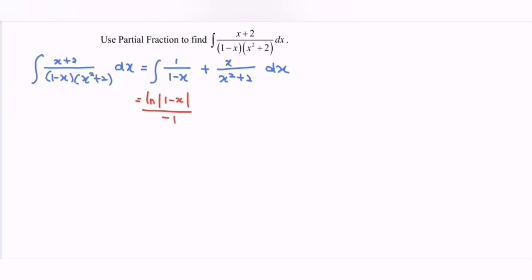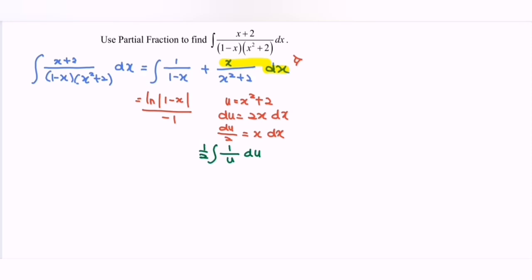Next, for the right-hand side, we integrate by using the substitution method. Let u equal x^2 + 2. Differentiate, and we will have 2x dx. Since we have x on the numerator, du over 2 is equal to x dx. We notice that x dx equals du over 2. So rewrite: integrate 1 over u du multiplied by 1 over 2.